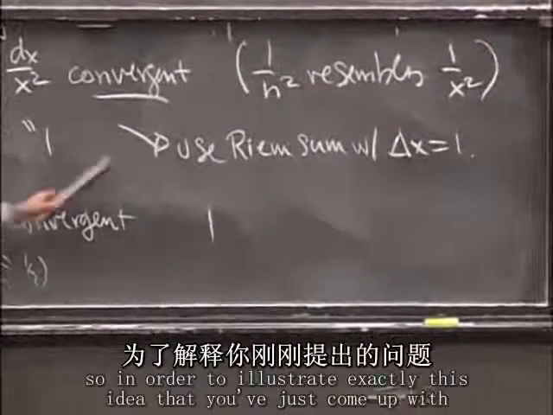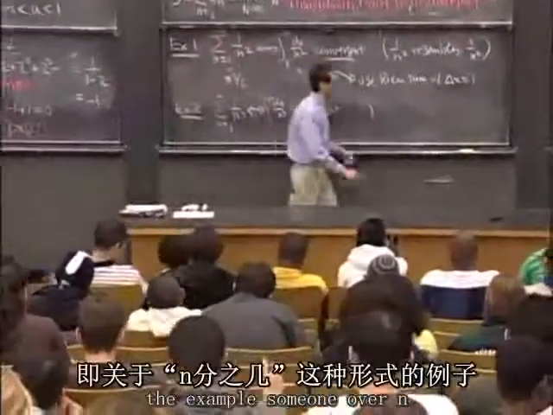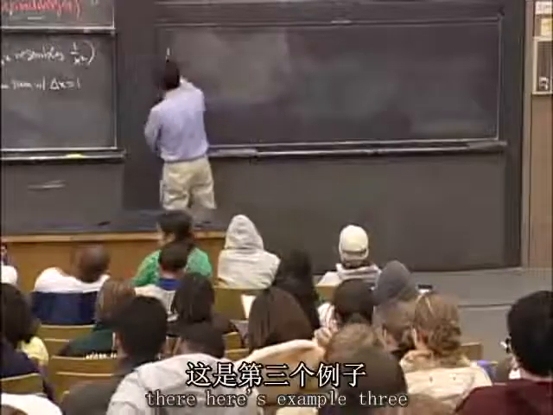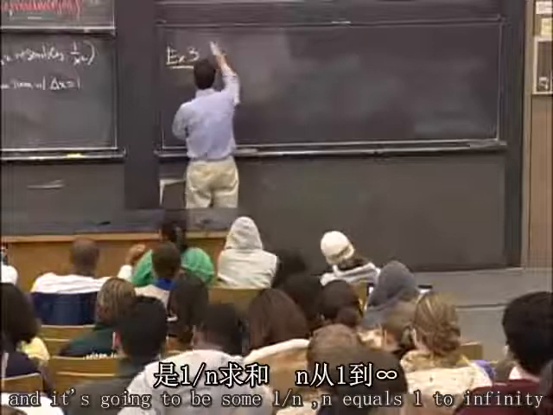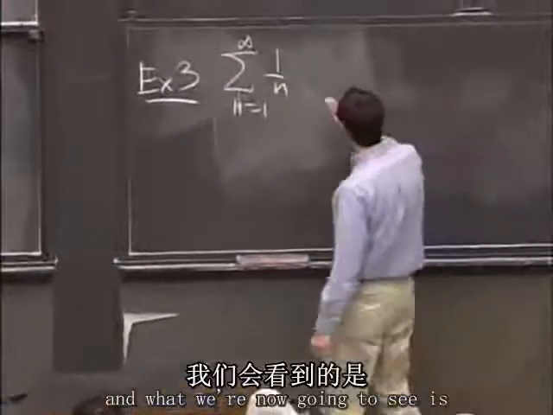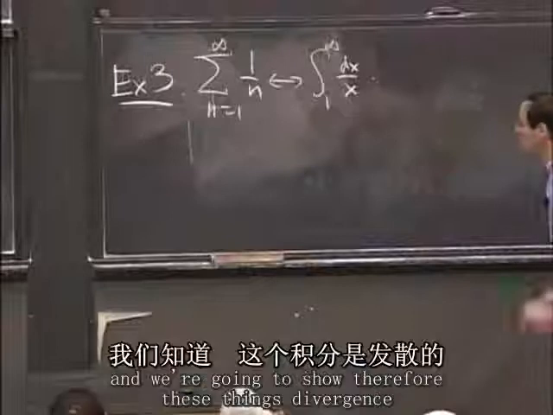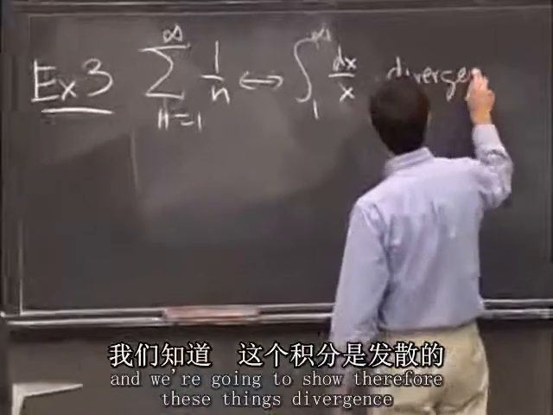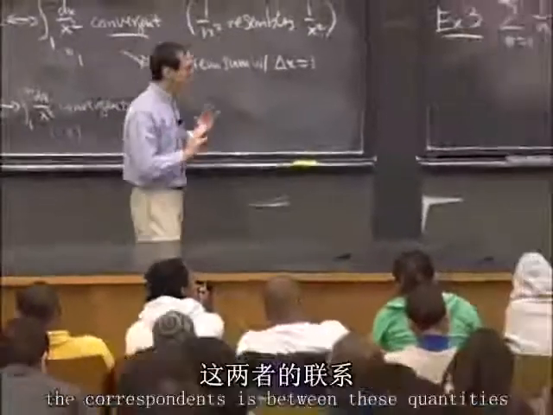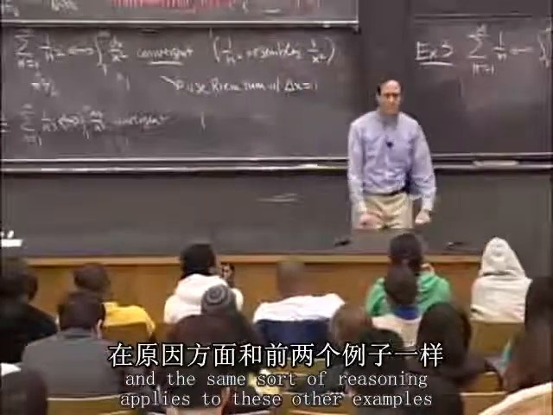So in order to illustrate exactly this idea that you've just come up with, and in fact that we're going to use, we'll do this same thing, but on the example sum 1 over n. So here's example 3, and it's going to be sum 1 over n, n equals 1 to infinity. And what we're now going to see is that it corresponds to this integral here. And we're going to show, therefore, that this thing diverges. But we're going to do this more carefully, in some detail, so that you see what the correspondence is between these quantities. And the same sort of reasoning applies to these other examples.